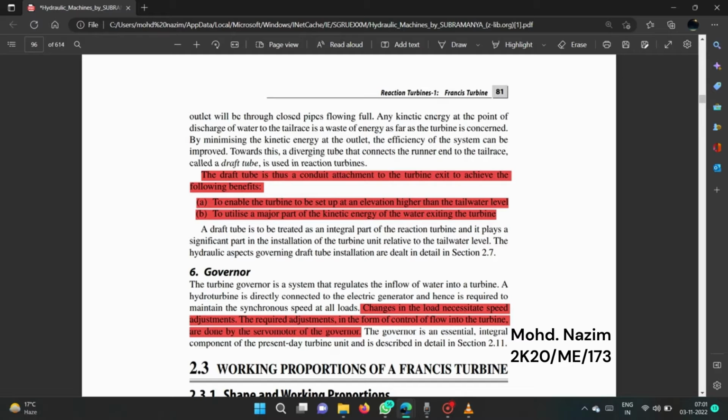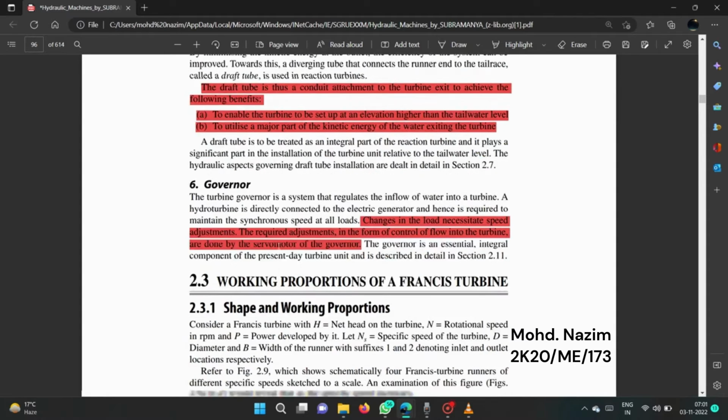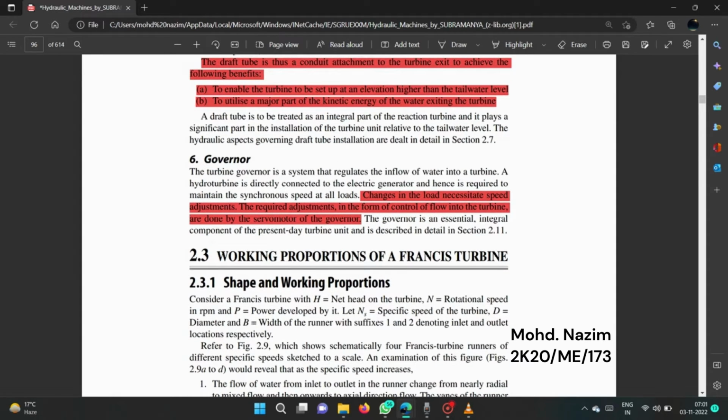Now, in the topic of the draft tube, I highlight two points which are important for students. The first point is to enable the turbine to be set up at an elevation higher than the tail race level. And the second one is to utilize a major part of the kinetic energy of the water leaving the turbine.